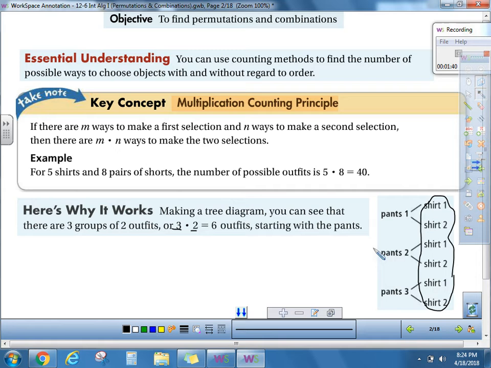So if we ever had, instead of just 3 pants and 2 shirts, if you pack like me, and you have about 10 pairs of pants and at least 12 shirts, plus 8 different pairs of shoes for a weekend trip, you can really save some time by not doing a tree diagram and by using what we call the fundamental counting principle.